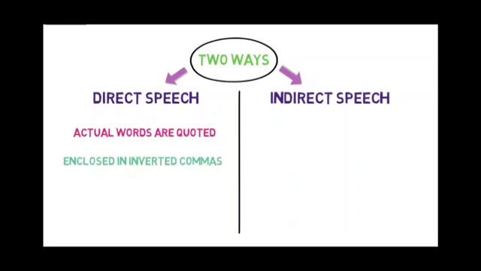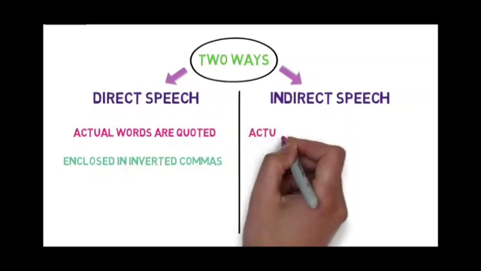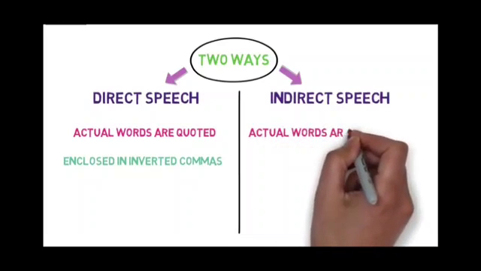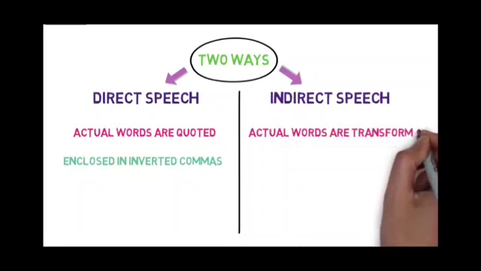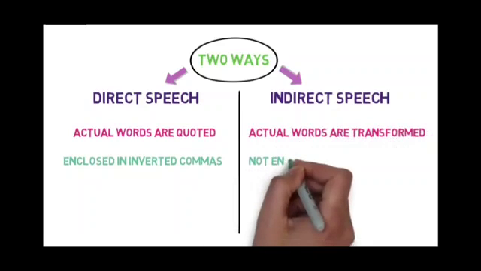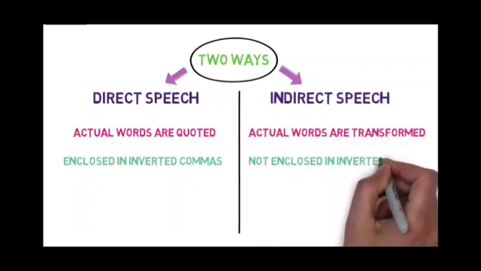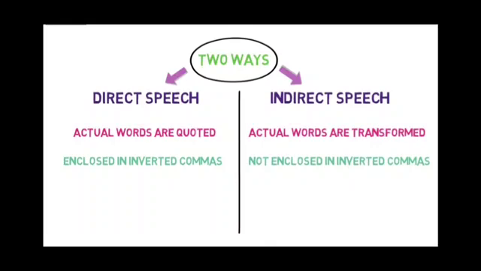Direct speech is enclosed in inverted commas. When we are writing any direct speech, it is enclosed in inverted commas, and the actual words are quoted. Indirect speech is where the actual words are transformed, meaning not enclosed in inverted commas. So indirect is not enclosed, but direct speech is enclosed in inverted commas, and these are the actual words that are quoted.